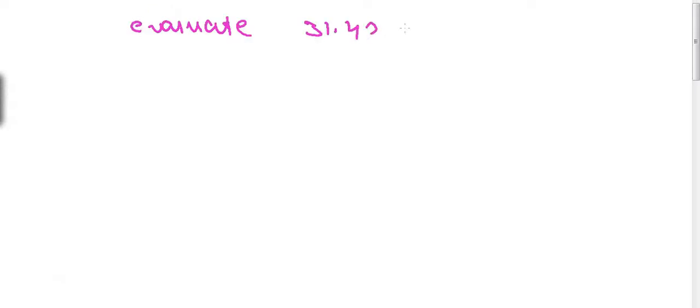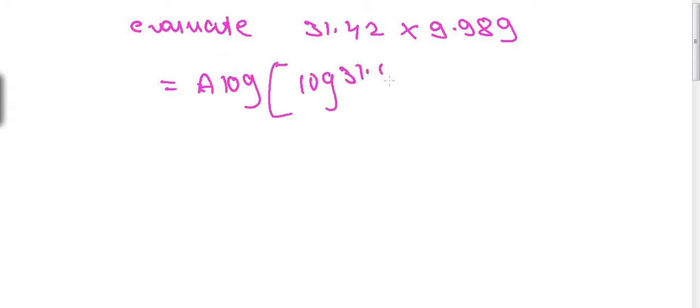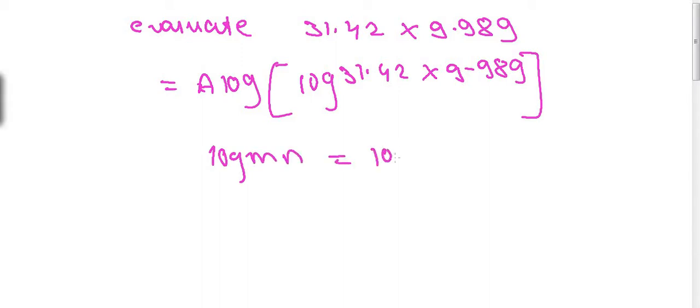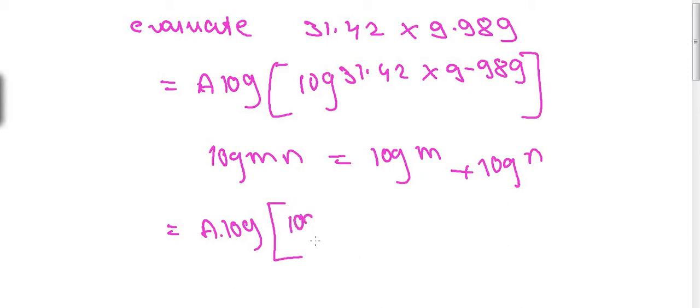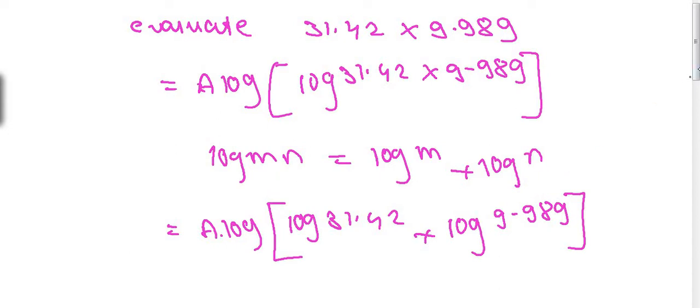Evaluate 31.42 multiplied by 9.989. Now this is equal to anti-log of log of 31.42 multiplied by 9.989. Now using the property of log, that log of mn is equal to log m plus log n, we can write this as anti-log of log of 31.42 plus log of 9.989. Now let us find the log of 31.42.